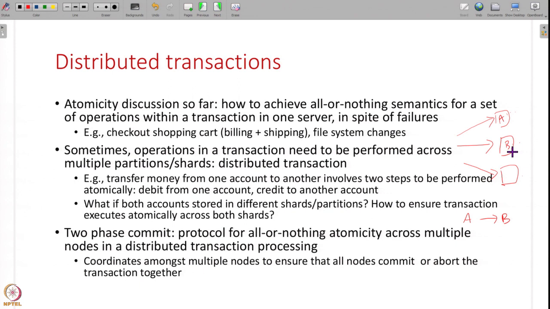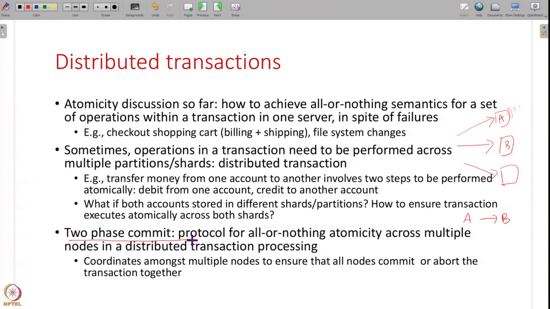That is a distributed transaction which spans multiple replicas or shards, each of which can be replicated for fault tolerance and all of that. In this complex system, you want to do a transaction, you want all or nothing atomicity. So, the protocol used for these distributed transactions is what is called a two-phase commit protocol. This protocol guarantees all or nothing atomicity across multiple different nodes or multiple different shards of an application. And it coordinates across multiple nodes.